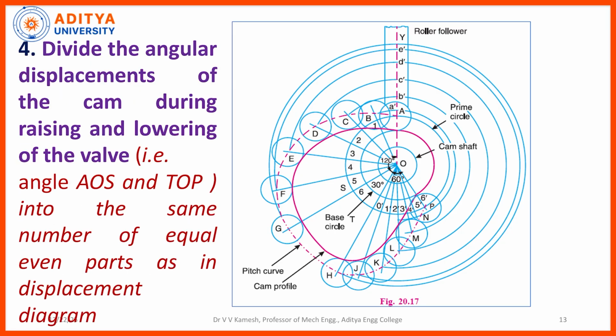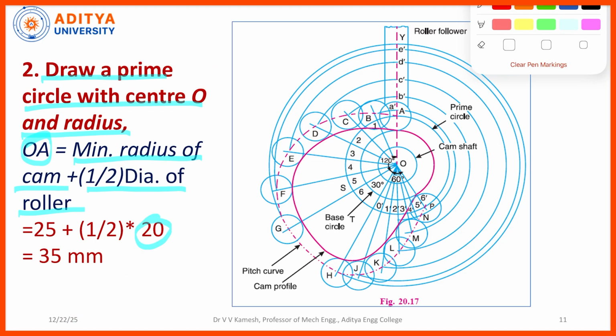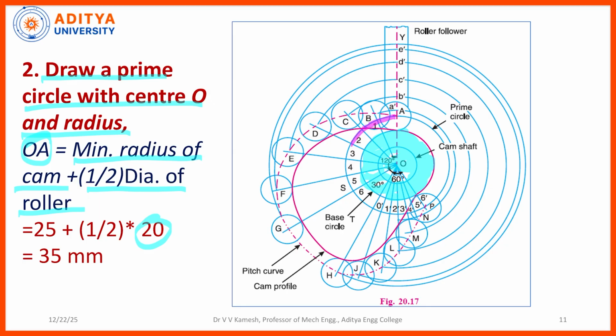Initially, we completed the base circle, and on this we drew the prime circle. We completed the prime circle with this one, so identify it very carefully. Earlier it was the base circle, now I have completed the prime circle. After the prime circle is drawn, what do I need to identify? The point A. This is the tracing point.